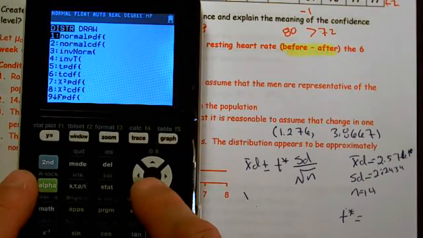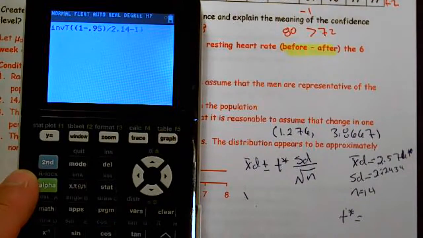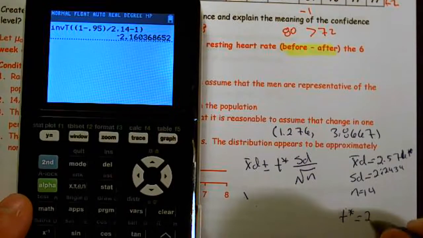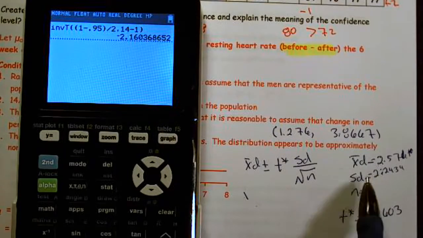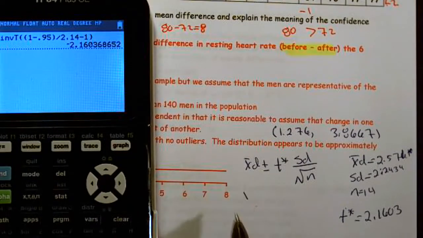Our T star, clear. Second vars, inverse T, parenthesis, 1 minus 0.95, close parenthesis, divided by 2. Degrees of freedom is 14 minus 1. Press enter. And we end up getting a T star equals 2.1603. All right, so there's my T star. And now that I have X bar, S, and that, I can fill out my equation.